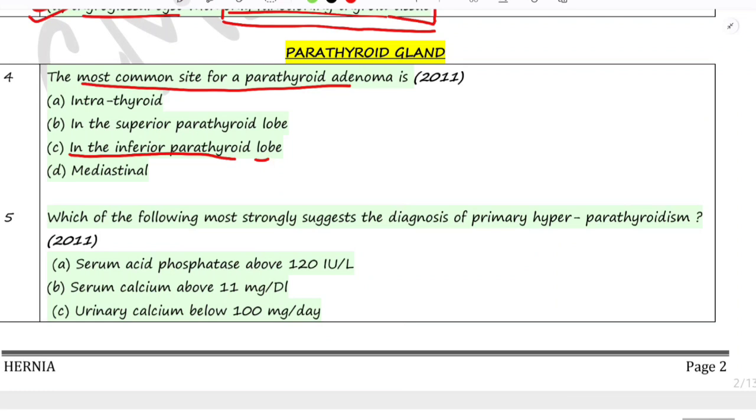Why others are incorrect? Intrathyroid, rare, though adenomas can be found within the thyroid tissue. So it is a rare type. In the superior parathyroid lobe, less common, as the superior parathyroid are less variable in position. And mediastinal. So mediastinal is possible but rare. Some parathyroid tissue may migrate to the mediastinum, but it is not the common adenoma site. So the most common site for adenoma of parathyroid gland is the inferior parathyroid lobe.